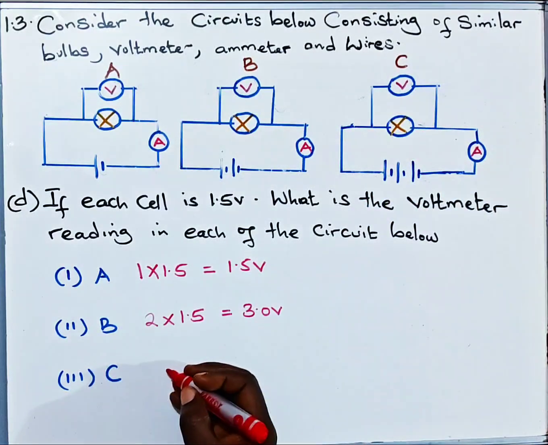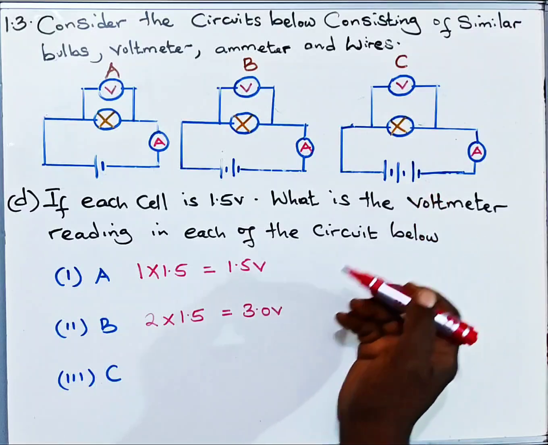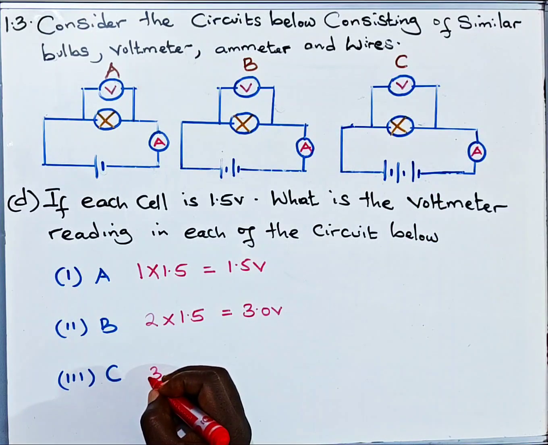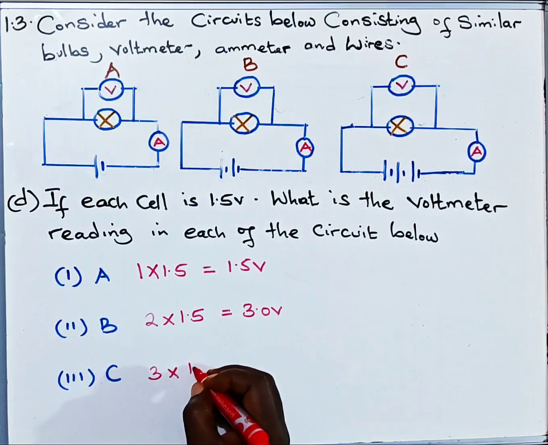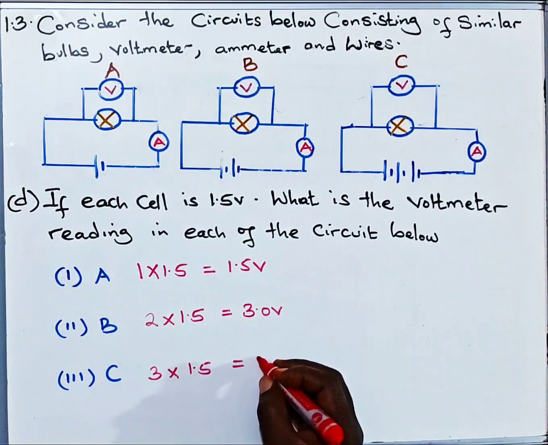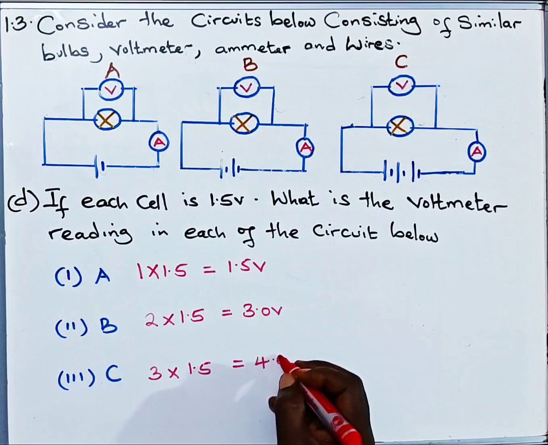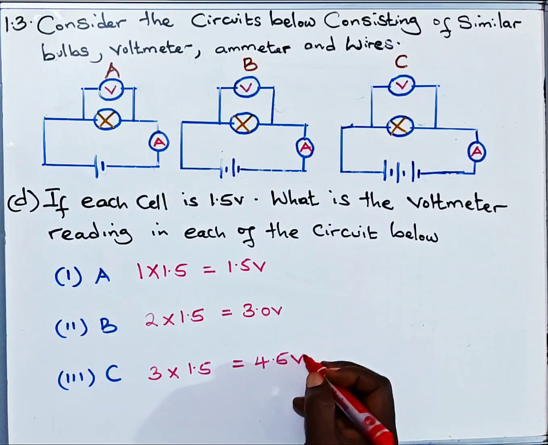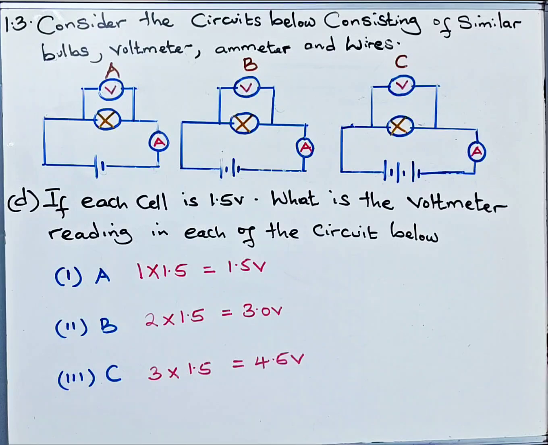Then we go to C. C has how many cells? There are 3, and each one is 1.5. So what do we get here? 4.5 volts. Those are the readings which we are going to observe at each voltmeter, if each cell is 1.5 volts.